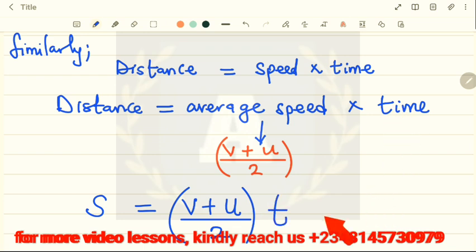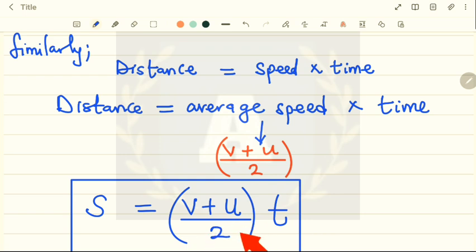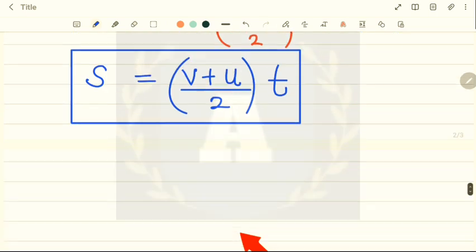But meanwhile, because this equation has no acceleration in it, it is not regarded as part of the equations of uniform accelerated motion. Well, it could be very, very useful under motion, because from here we can use this equation to unravel or create a lot of equations.